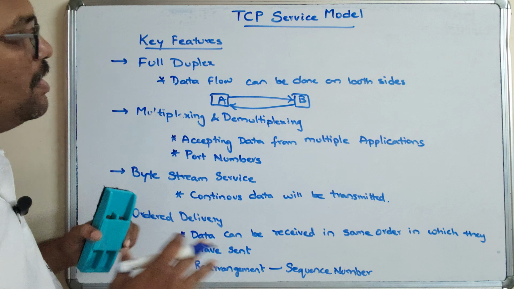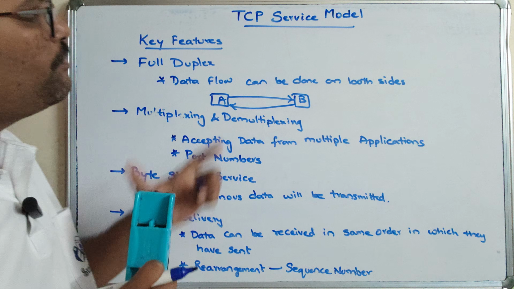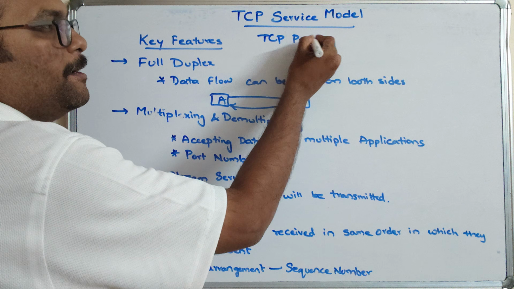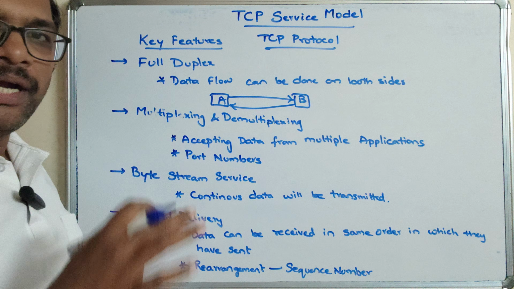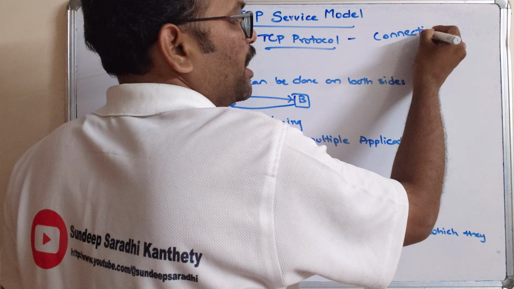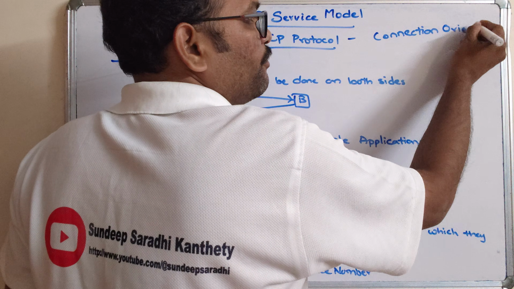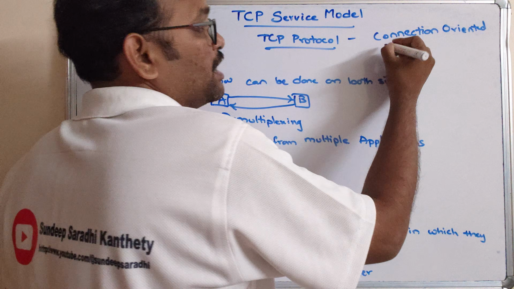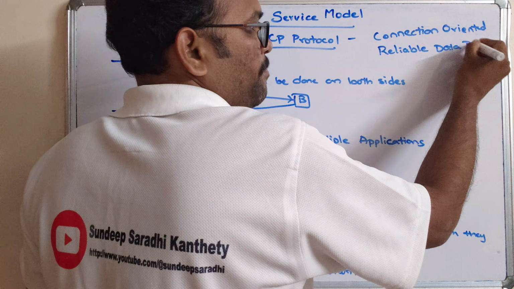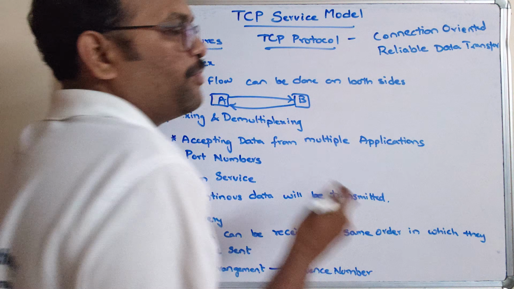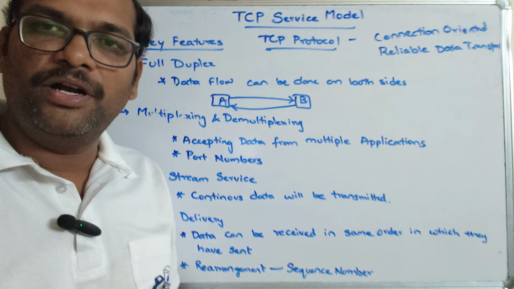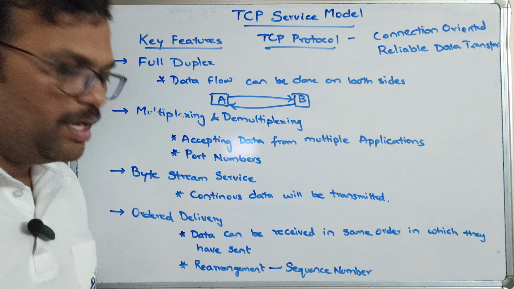So all these are the different key features, or we can say the services, of the TCP service model, which is the TCP protocol. One important thing is that the TCP protocol is connection oriented, and if it is connection oriented, it is a reliable data transfer. Before sending and receiving, the connection will be established. Then only can the data be transferred from one device to another device. Right? So hope you understood this one.